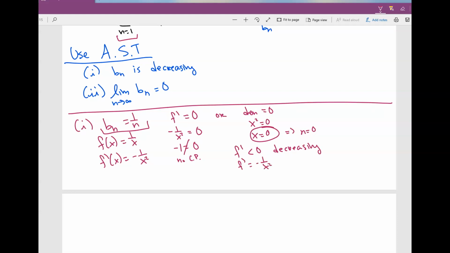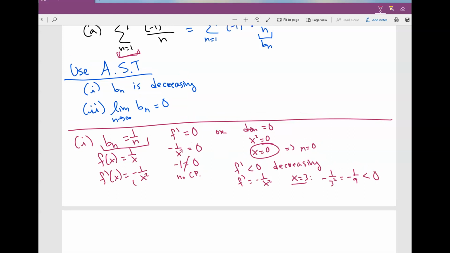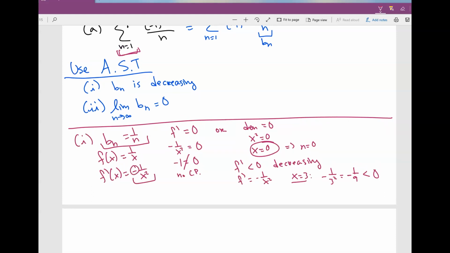Okay, if I keep plugging in any number that's greater than 1, so if I plug in x equals 3, that's going to give me -1 over 3 squared, which is -1 over 9. This is always going to be negative for all values of x, or all values of n. It doesn't matter what I plug into the derivative, I'm always going to get a negative number because you're always going to have a negative sign there.